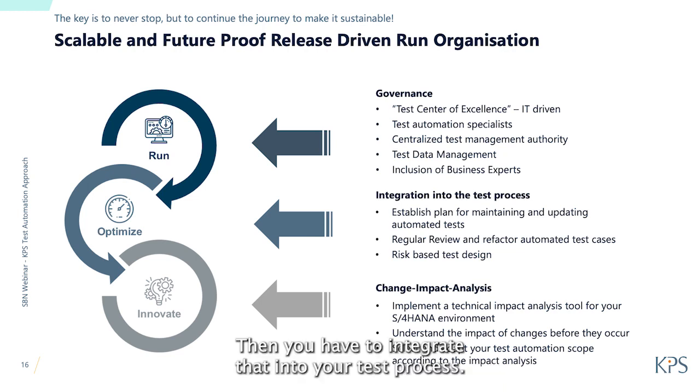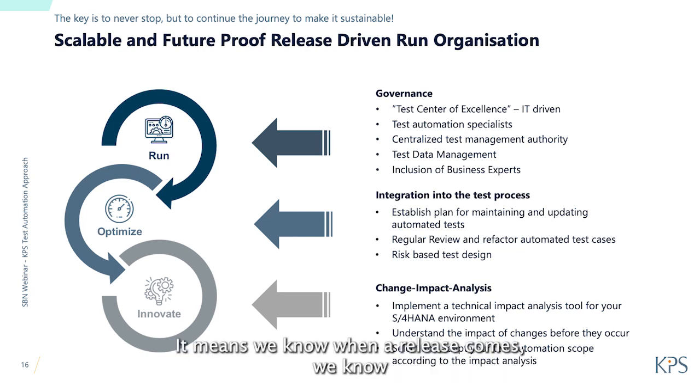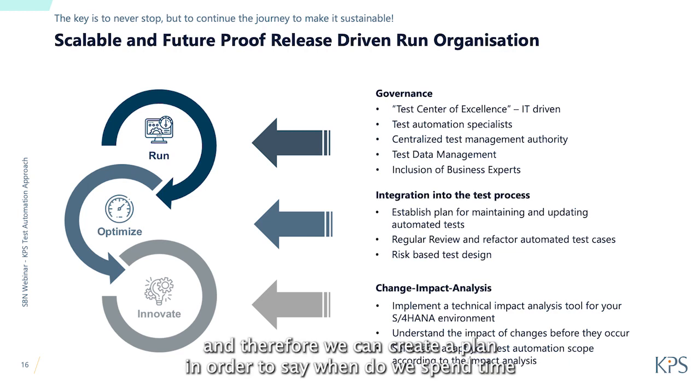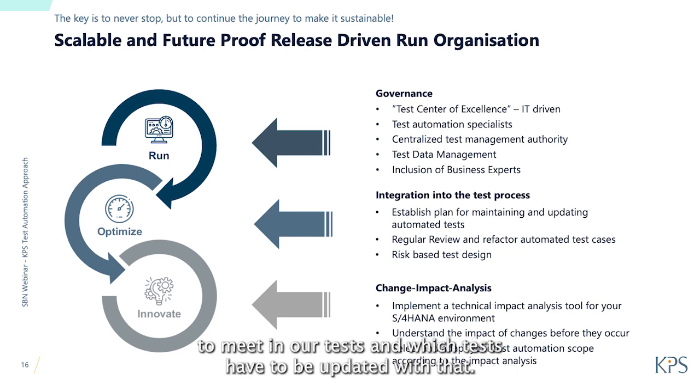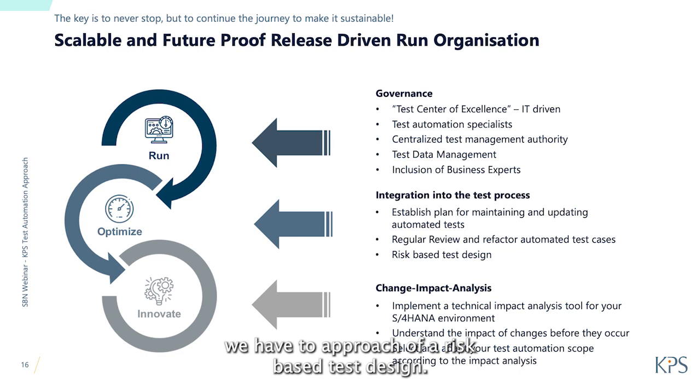Then you have to integrate that into your test process. So we establish a plan for maintaining and updating automated tests. What does that mean? When a release comes, we might already know the changes in that release, and therefore we can create a plan to say when we spend time to maintain our tests and which tests have to be updated. You should also do regular reviews to change your test cases. And we have the approach of a risk-based test design.